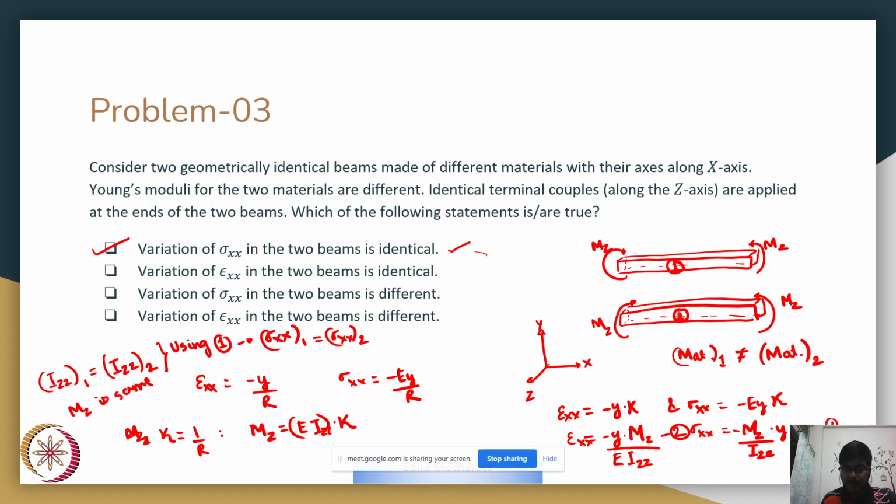Similarly, if we use equation 2, what we get is epsilon xx of 1 upon epsilon xx of 2 should be equal to E2 by E1. Is this correct? Which is not equal to 1. Therefore, variation of epsilon xx in the two beams should be different. So we end up with options A and D.